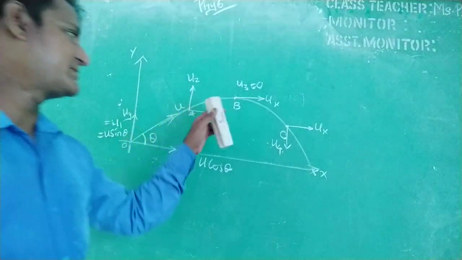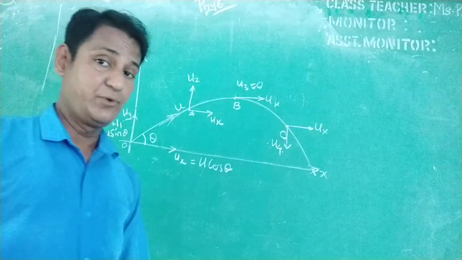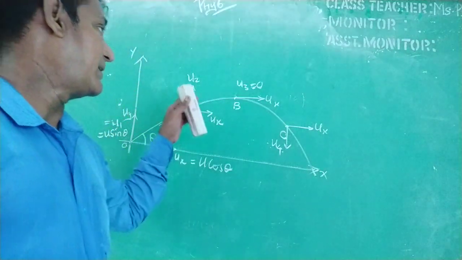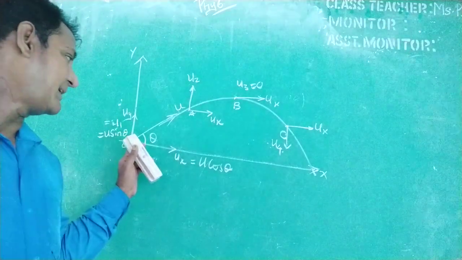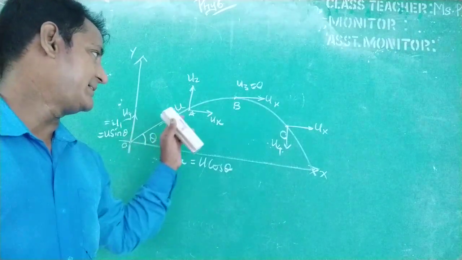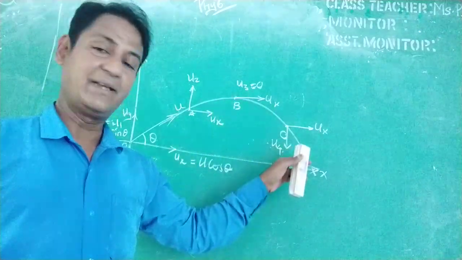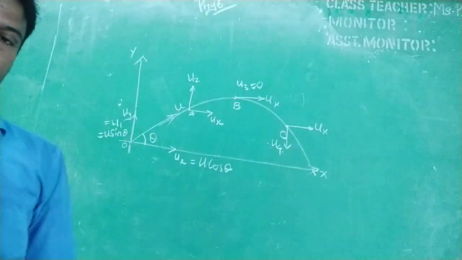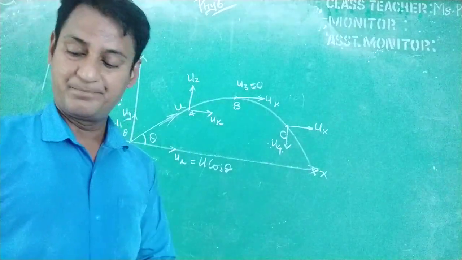So at different points, ux will be the same because there is no force acting on u suffix x. And the vertical velocity keeps changing. As it rises, it decreases, and at maximum height becomes 0. As it falls, it increases and reaches the ground, right? Now, this is all about the diagram.